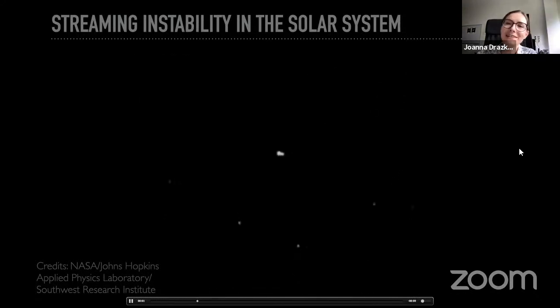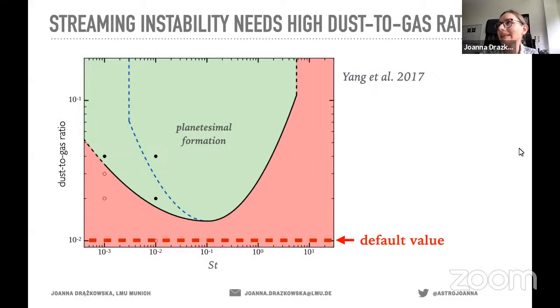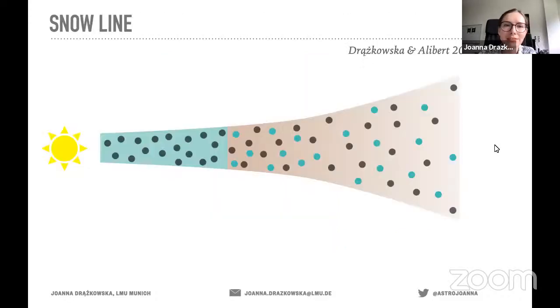And the key point here is that the streaming instability needs an increased dust to gas ratio. So I told you at the beginning, the default value for a young protoplanetary disk is that the dust to gas ratio is about 1%. But the streaming instability actually needs a little bit higher dust to gas ratio to start forming planetesimals. So my studies have shown that one of the locations that is very good for streaming instability is this special place that I already mentioned in this talk, which is the water snowline.